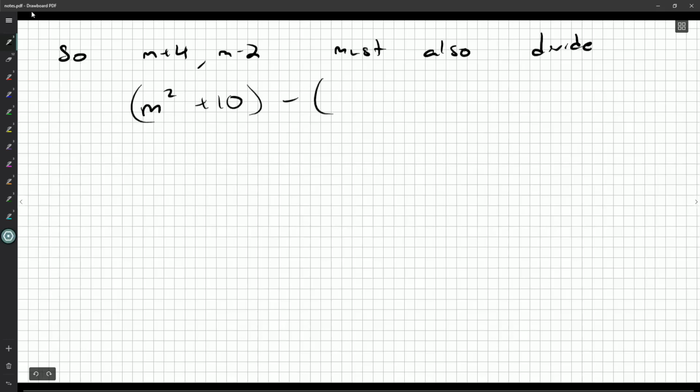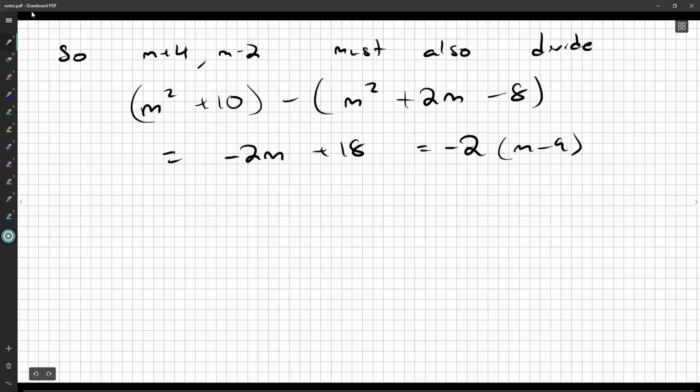So m plus 4, m minus 2 must also divide, we can go about this no matter, anyway. I'm going to try and get rid of the m squareds here. I think that might make things a little easier. So m squared plus 10 minus m squared plus 2m minus 8. And so that'll be negative 2m plus 18.